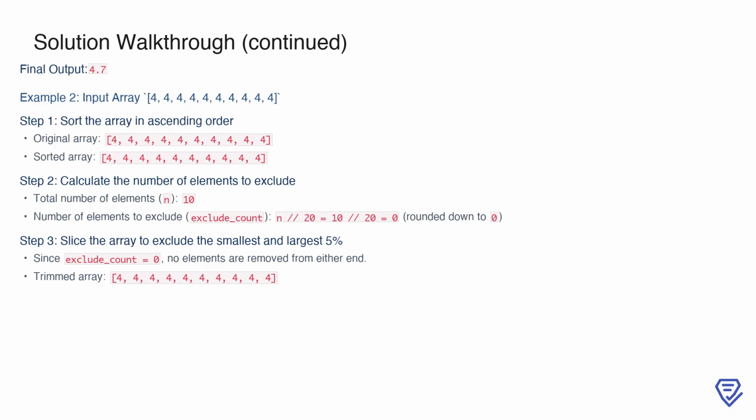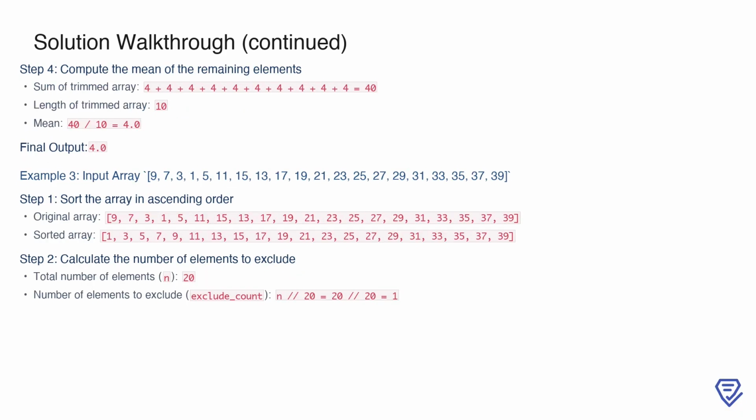With 10 total elements, we calculate the number of elements to exclude using n//20, which again results in 0. Therefore, no elements are trimmed from either end, and the trimmed array remains 4, 4, 4, 4, 4, 4, 4, 4, 4, 4. Next, to compute the mean of the trimmed array, we sum up all the elements.